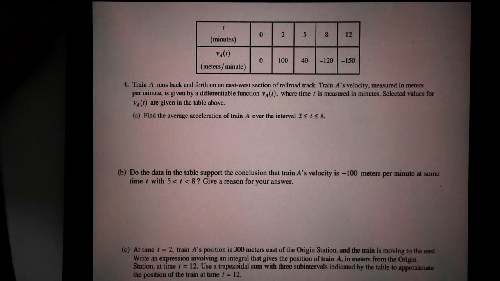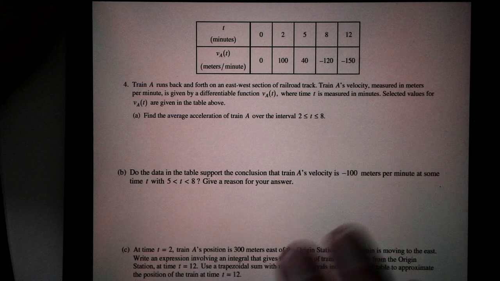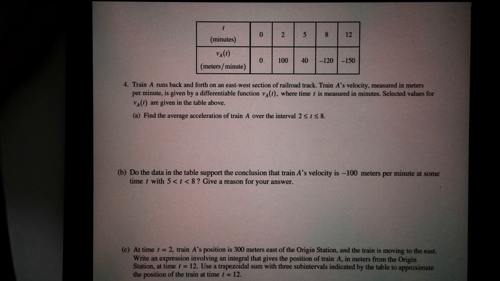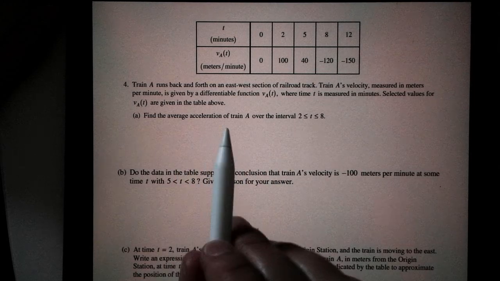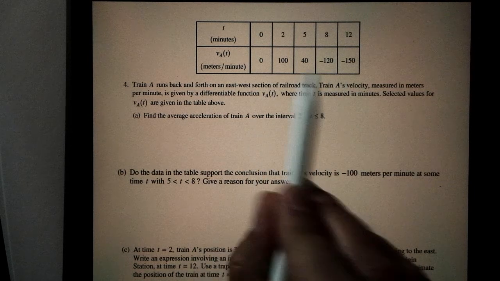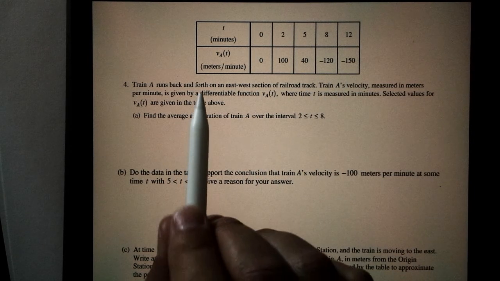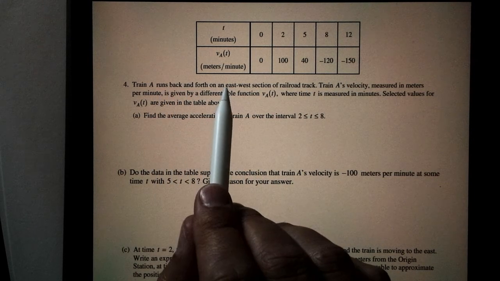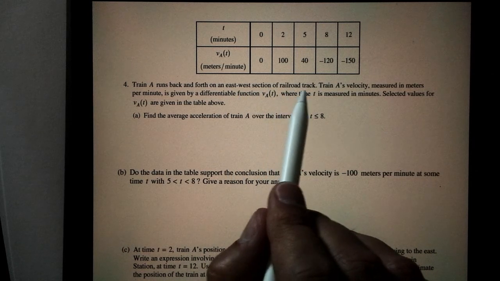Hello and welcome back. We're going to continue our discussion with the 2014 AP exam. We're going to start looking at question number 4. Again, this is the non-calculator section, so this is a no calculator question right here. And it gives us a table, so right away I'm thinking Riemann sums or trapezoid, so let's see if they pop up in here. And it says train A runs back and forth on an east-west section of railroad track.